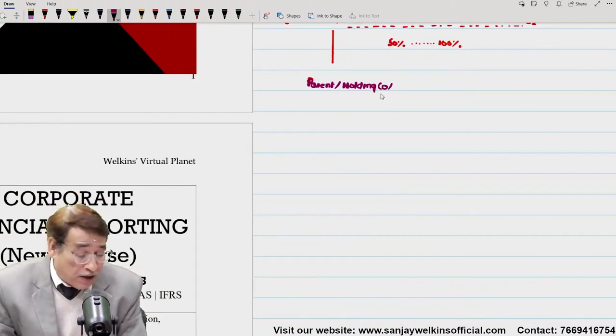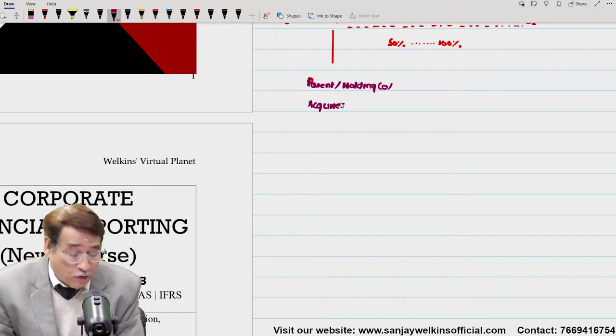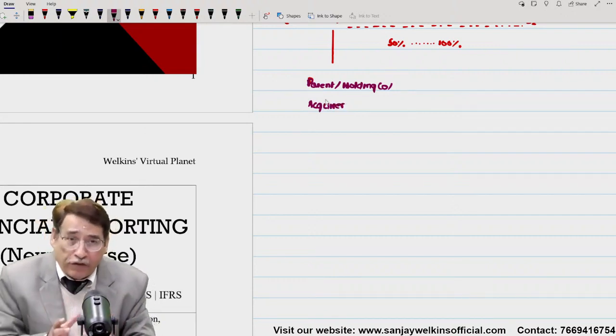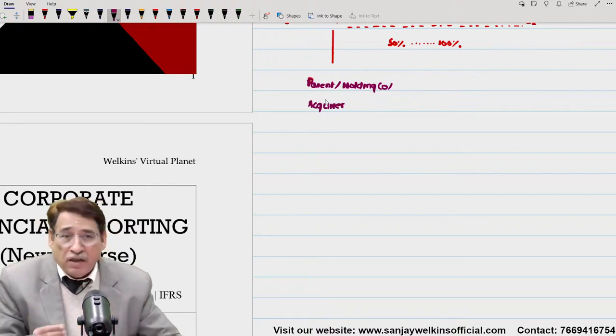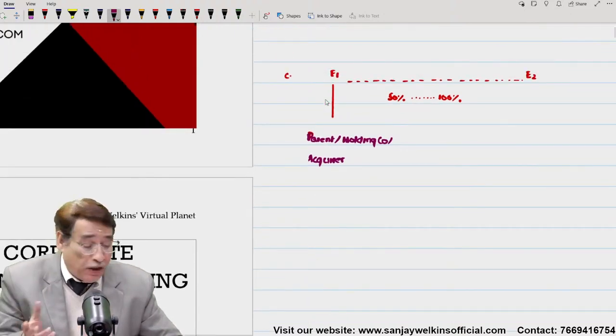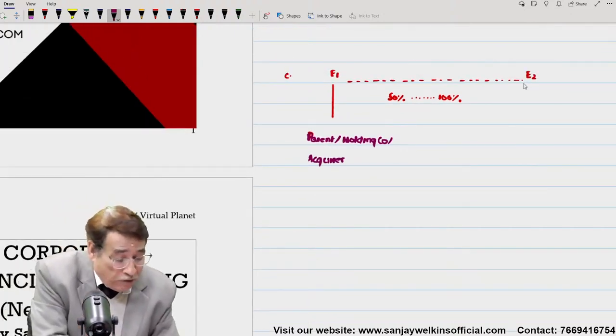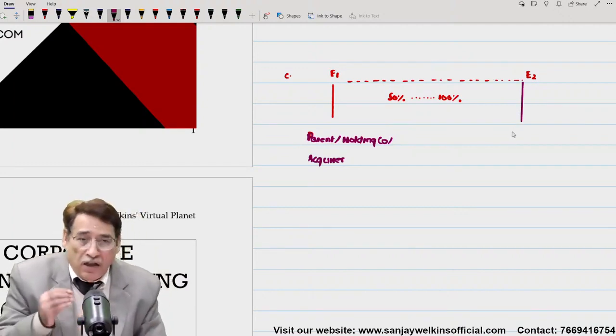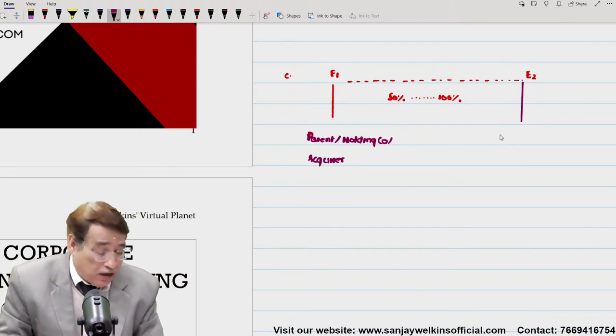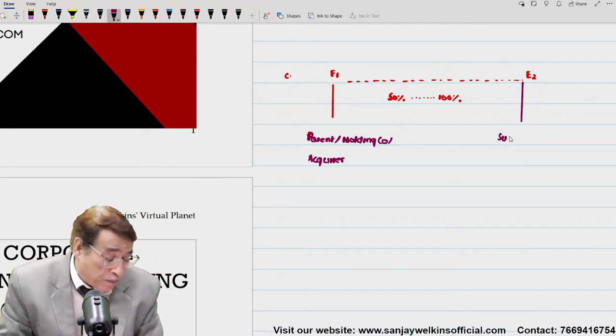It can also be termed as acquirer company. You have to understand these things very carefully. Mind the words. If your investment is 50% or more in the other entity, you will be considered as parent company or holding company or acquirer company. While the investee entity is the entity in which you have made the investment. In this case, E2 is the investee entity, and the investee entity will be considered as your subsidiary company. Is it clear to you?